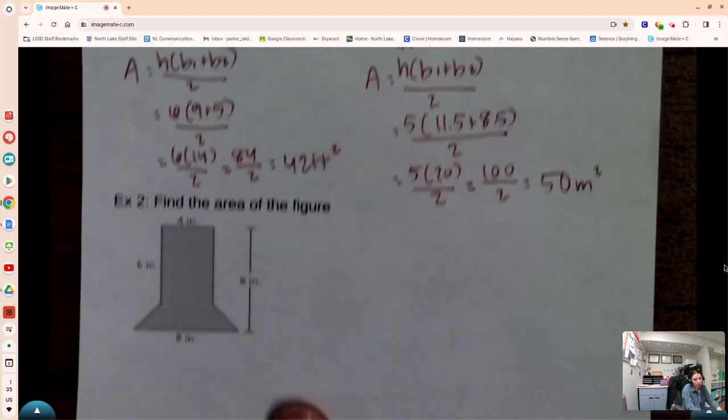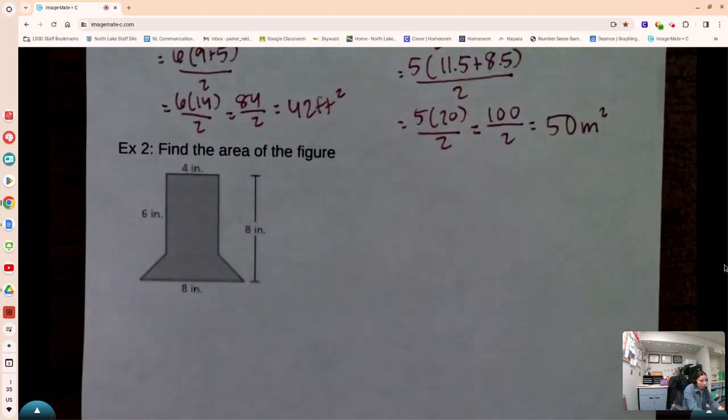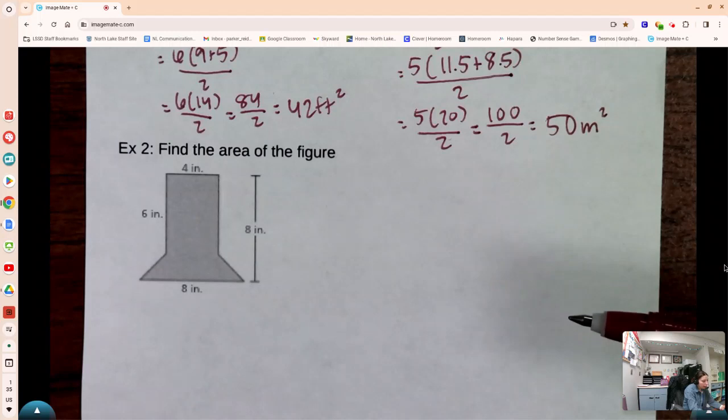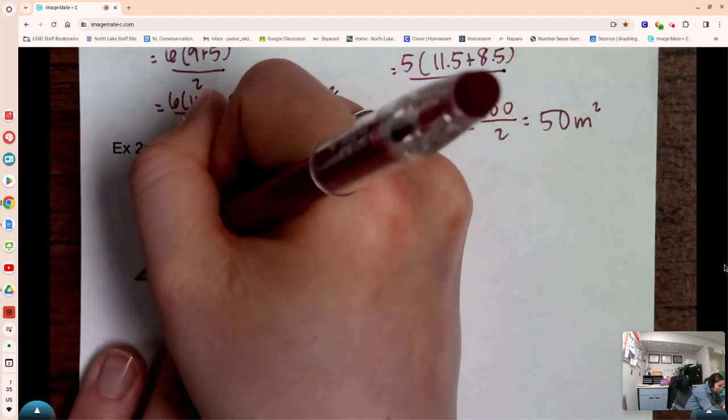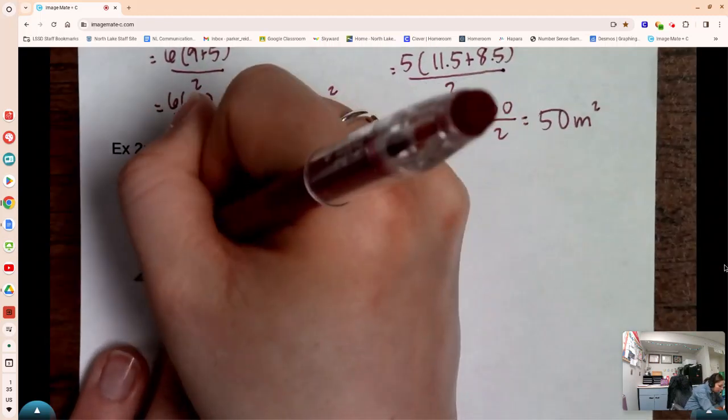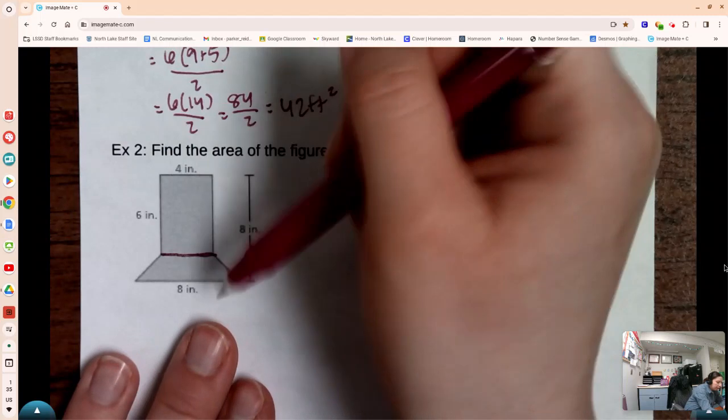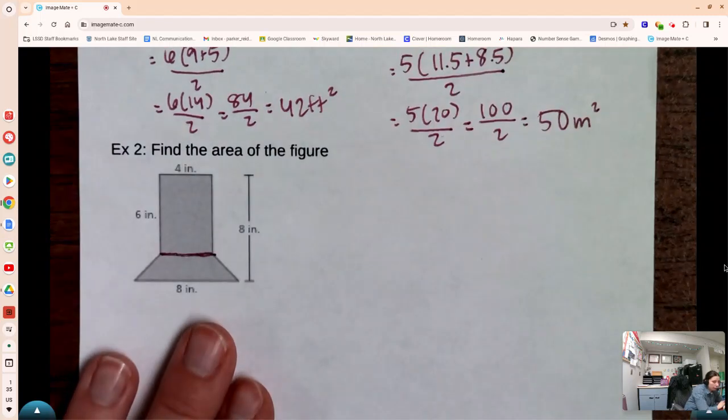Now I have one last one. It says find the area of the figure. This is a composite figure, meaning it's made up of multiple figures. So I'm going to go ahead and take those imaginary scissors to split it apart, find the individual areas, and then glue it back together by adding the areas together. I'm personally going to go ahead and cut it right here so that I can form a rectangle on the top and then a trapezoid on the bottom.